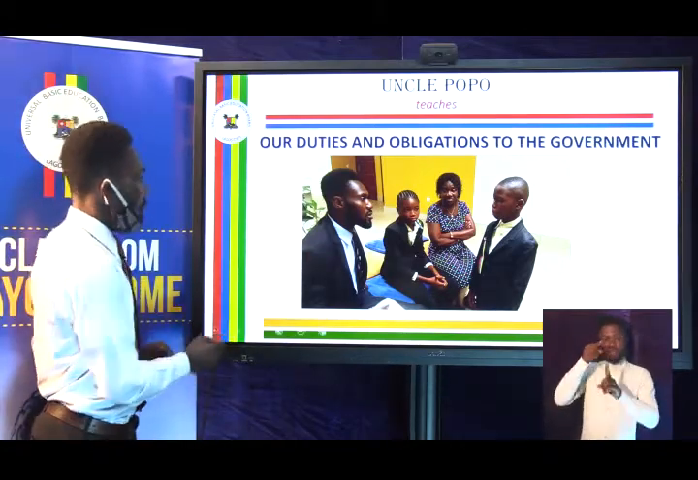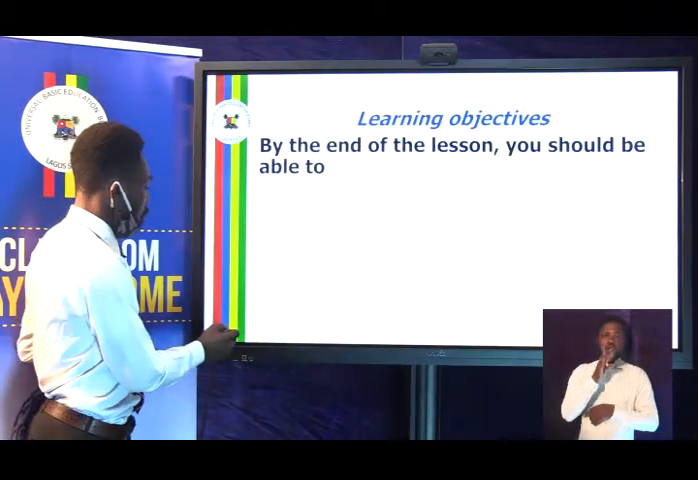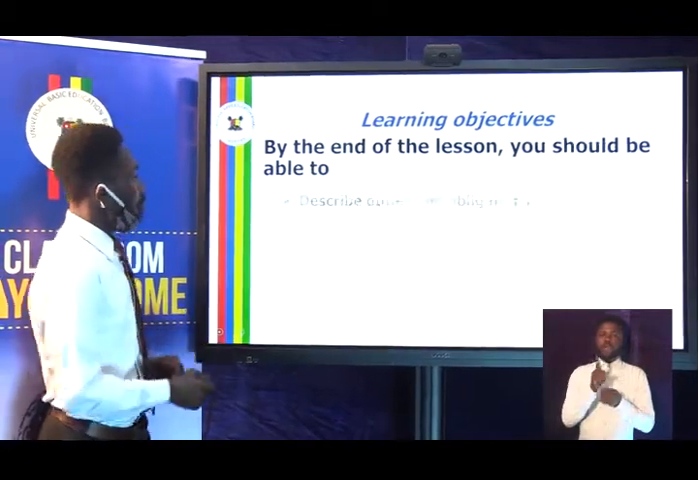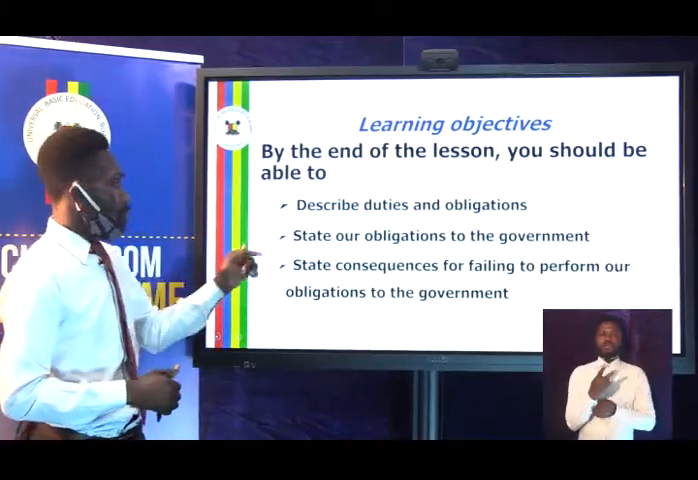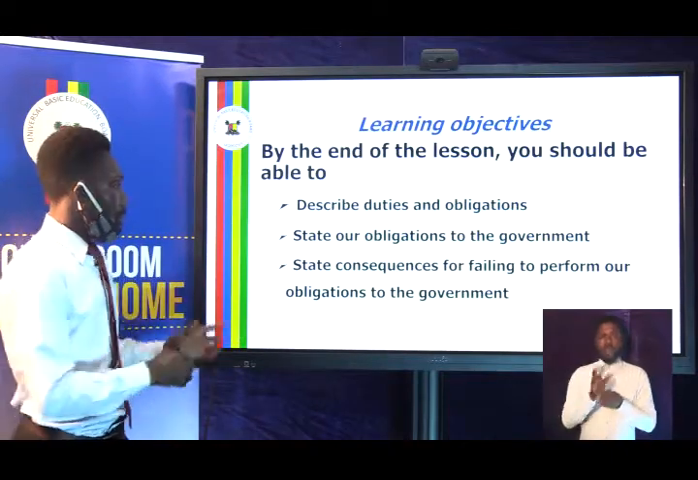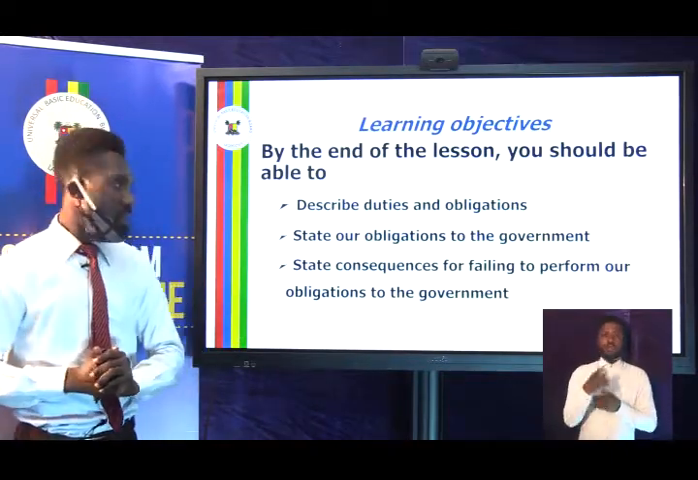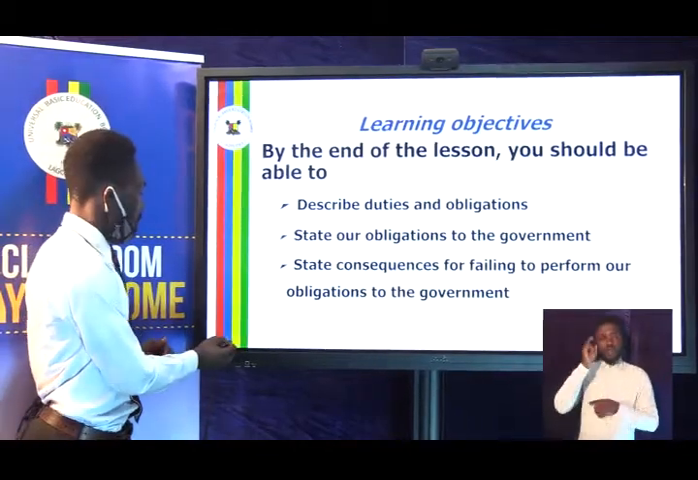The learning objectives for today: by the end of today's lesson, you should be able to one, describe duties and obligations; two, state our obligations to the government; three, state consequences for failing to perform our obligations to the government.